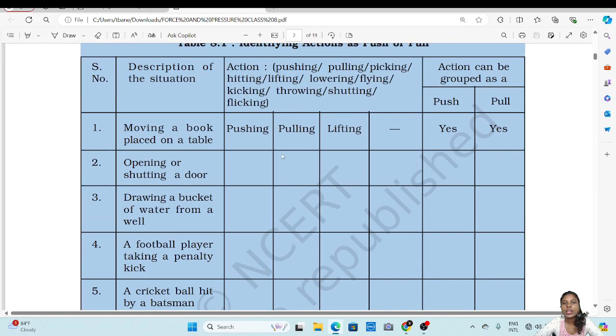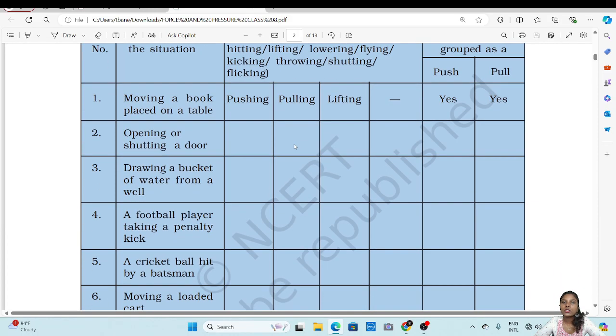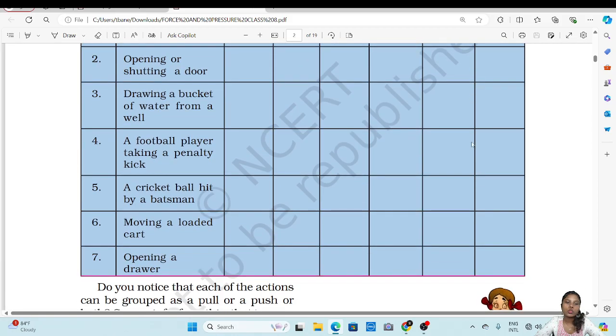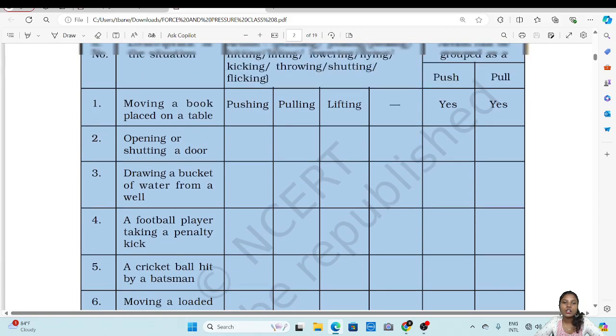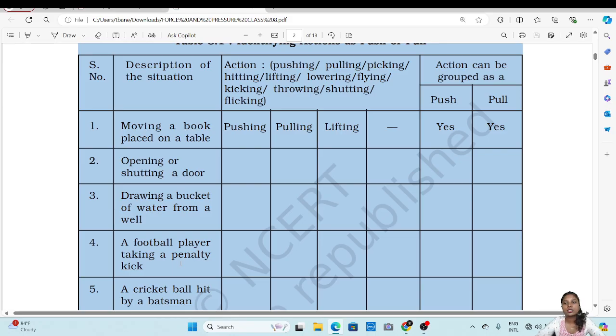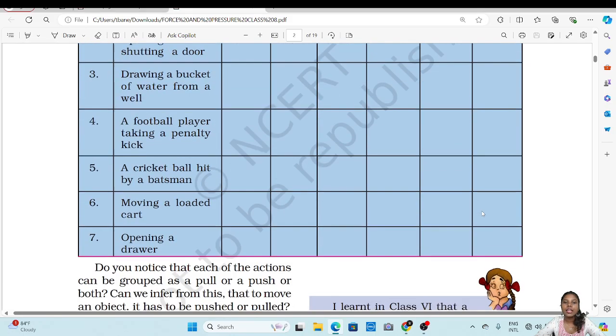In that case, you can either push it or pull it. If you want it towards yourself, you pull it. If you don't want it towards yourself, you have to push it away. So here both things can happen, push and pull. Then opening a drawer, so you will pull it, and here also we get a pull.